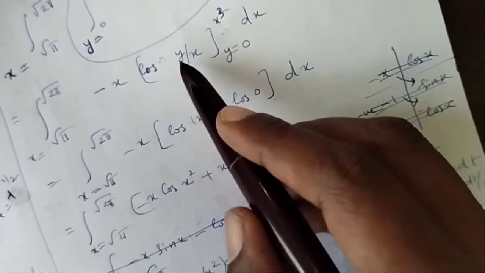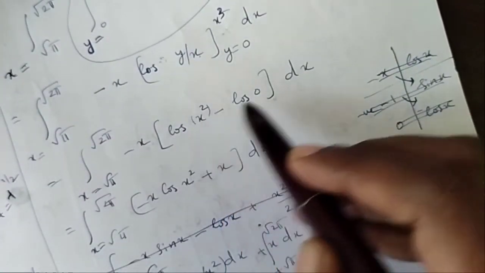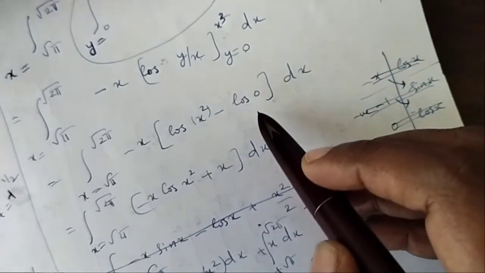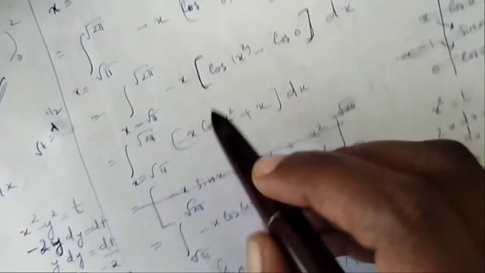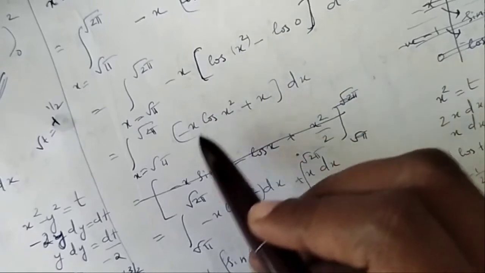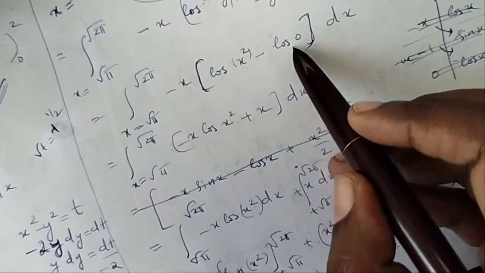If y is x cube, then y by x is x square. If y is 0, cos 0 is 1. Okay, so minus x is a common term outside the bracket. So don't forget it. Then opening the bracket, or multiplying, minus x cos of x square, then plus x.